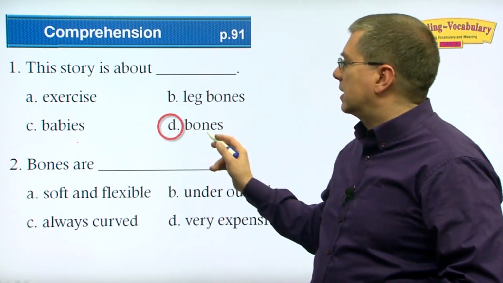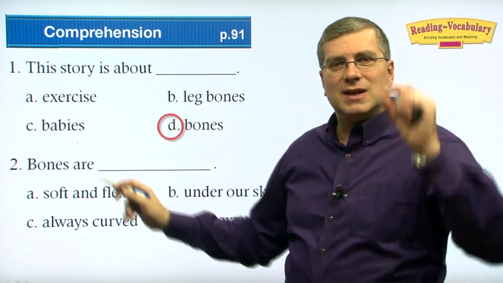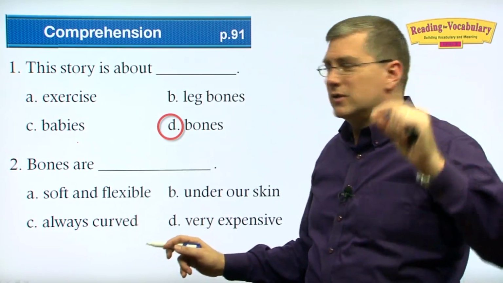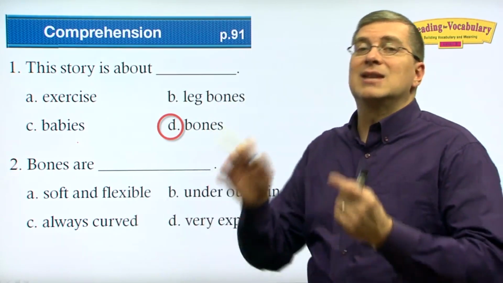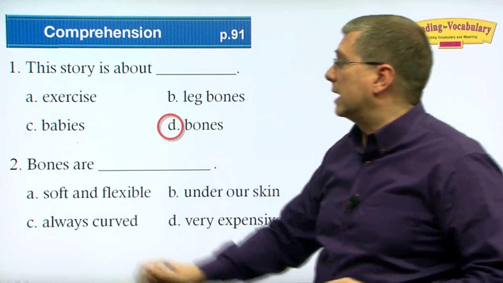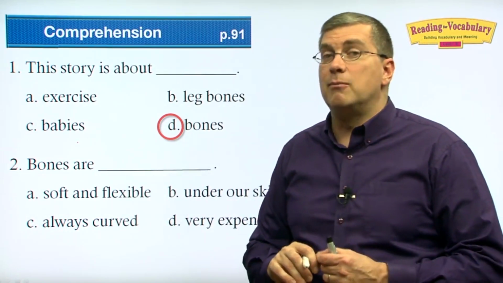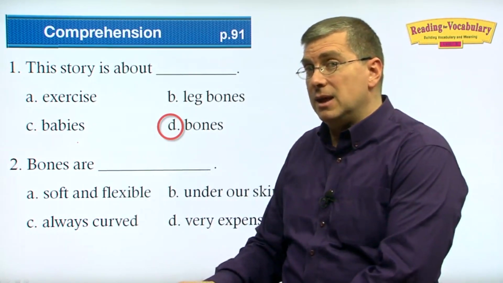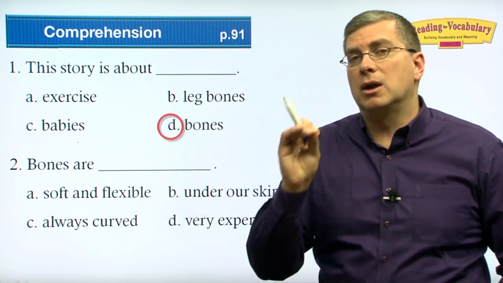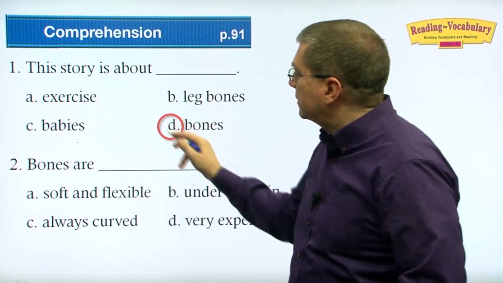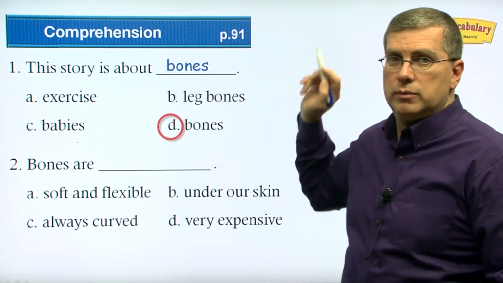D is the answer here. The story is not just about exercise. Exercise was a small part of the story. B, leg bones. Yeah, we said leg bones, but again, that's just a small part of the story. C, babies. We mentioned babies. Babies have more bones when they're a baby. The bones grow together, but that was just a small part of the story. The whole story is about bones. So this story is about bones.